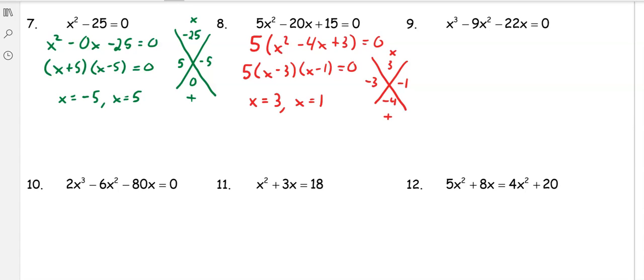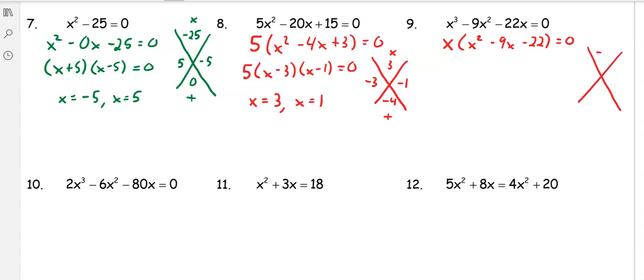So in number 9, we have x cubed, x squared, and an x. We don't usually have that. We usually have x squared, x, and a number. So our GCF here is going to be x, so that we can decrease each of those exponents. So we get x squared minus 9x minus 22 is equal to 0.